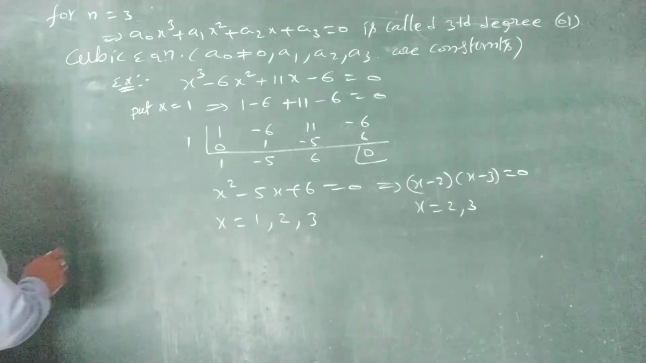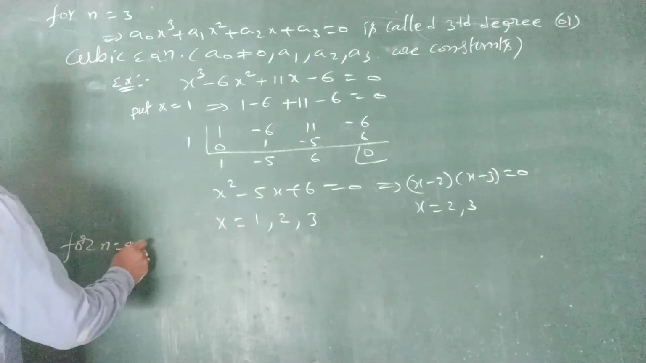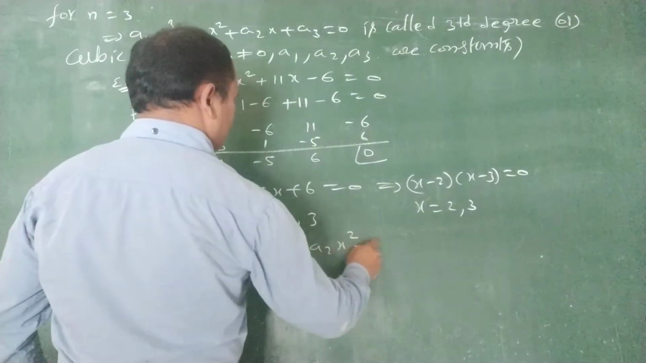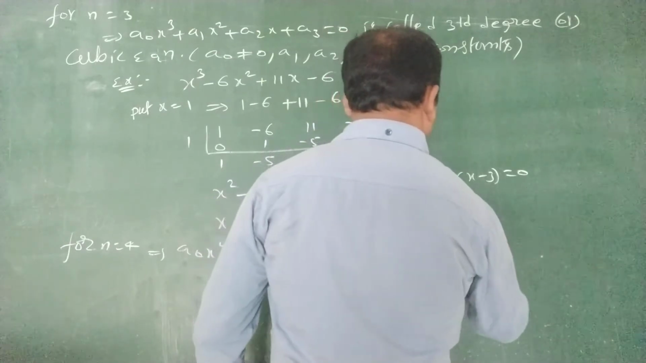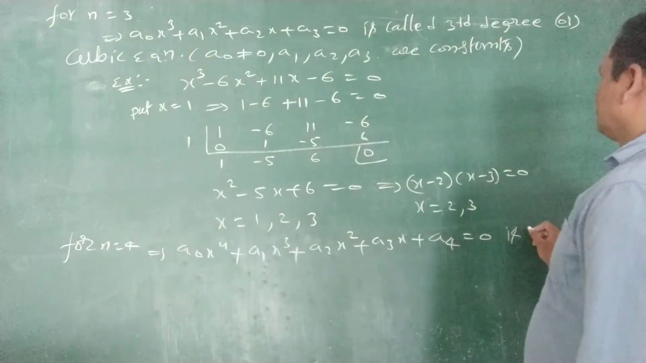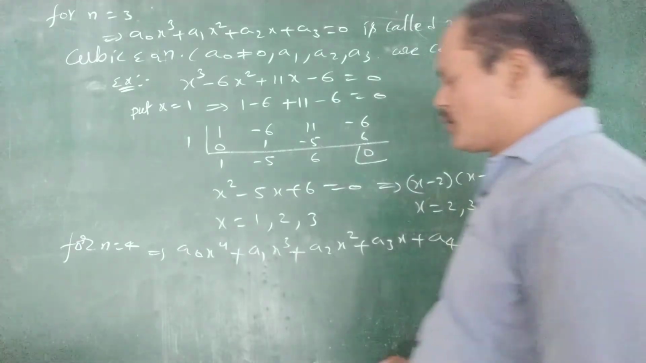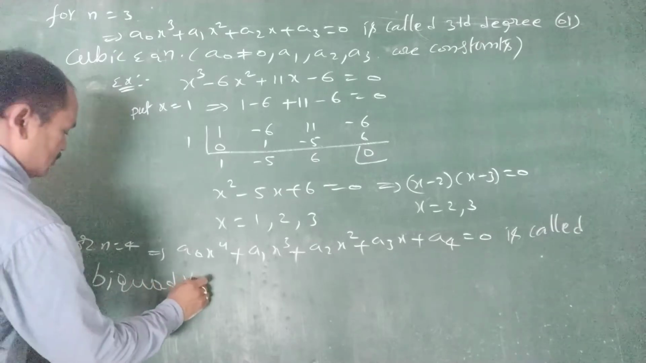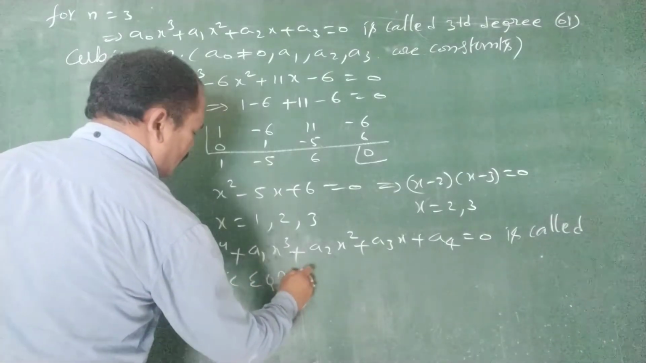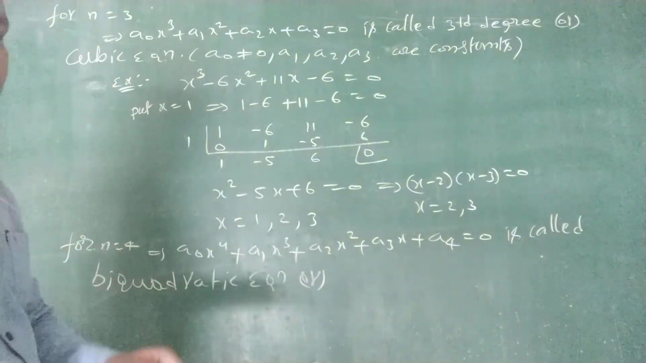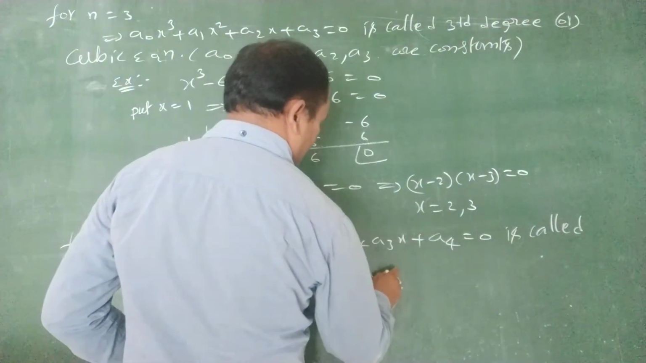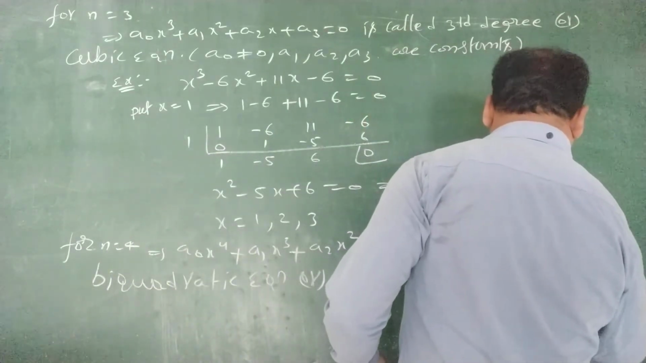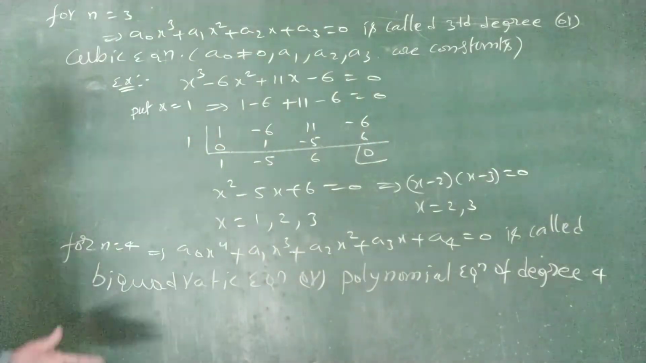Like that, for n is equal to 4, a0x power 4 plus a1x cube plus a2x square plus a3x plus a4 is equal to 0 is called a biquadratic equation, or polynomial equation of degree 4.